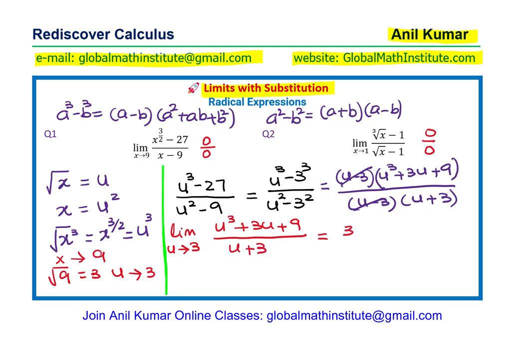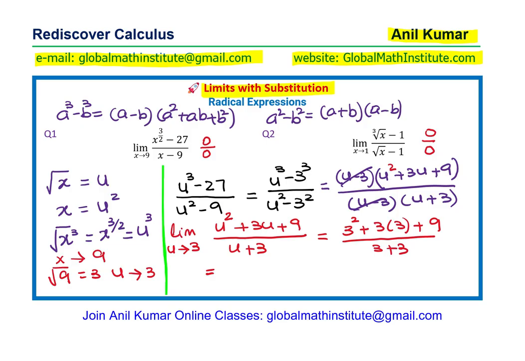So we get 3 cubed. Sorry, this is 3 squared, not cubed. 3 squared, right? So 3 squared plus 3 times u, which is 3, plus 9 over 3 plus 3, correct? So what we get is equal to 9 plus 9 plus 9, right?